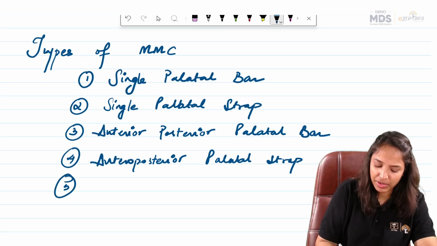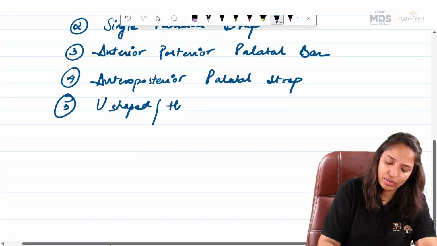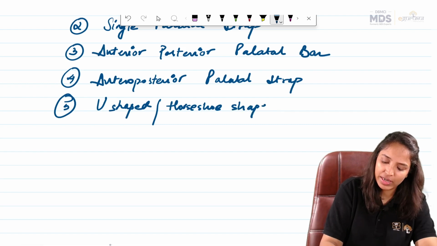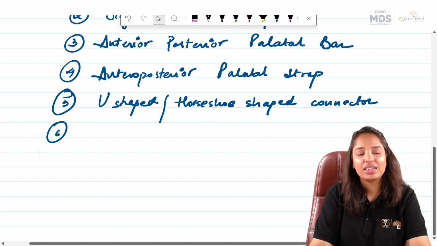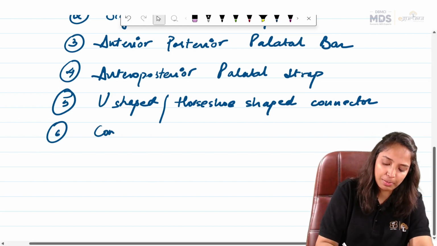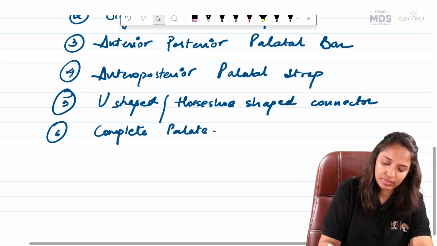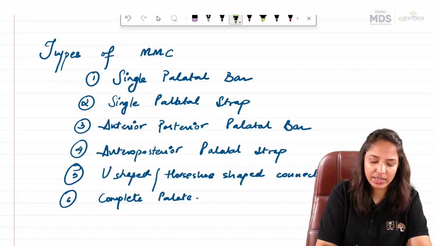Then you have something which is called a U-shaped or horseshoe-shaped connector. And lastly, the one that completely covers your palate, that is called complete palate. So all in all, we have 6 different varieties of maxillary major connectors.